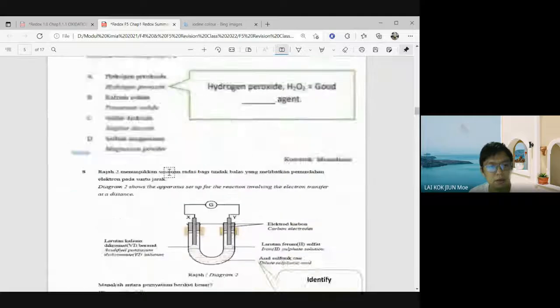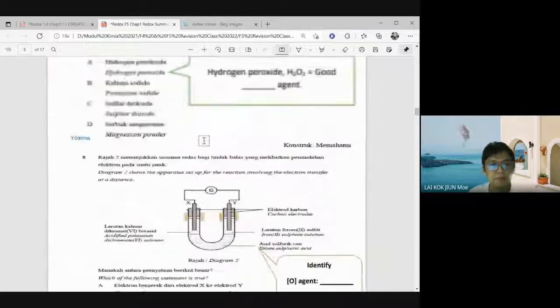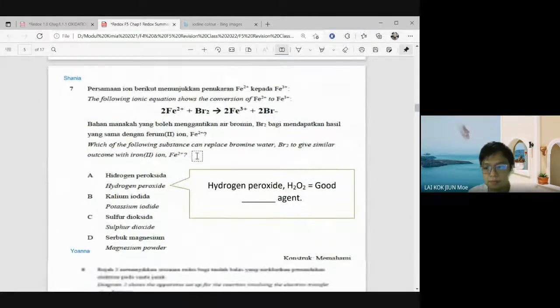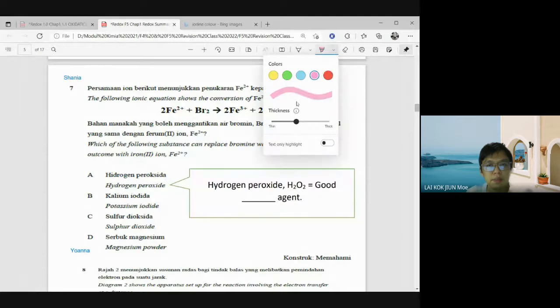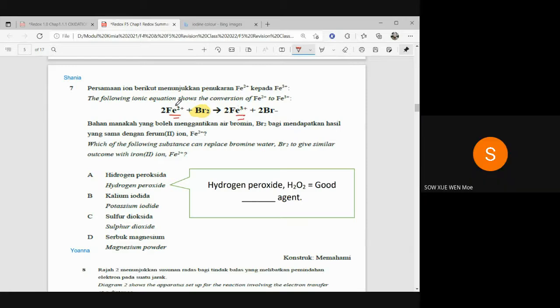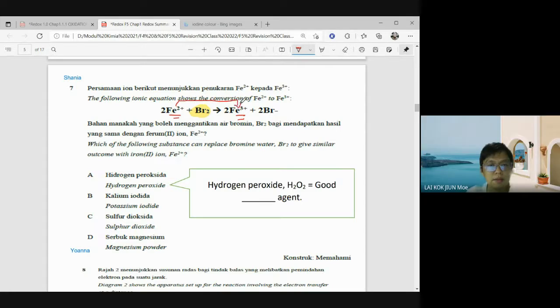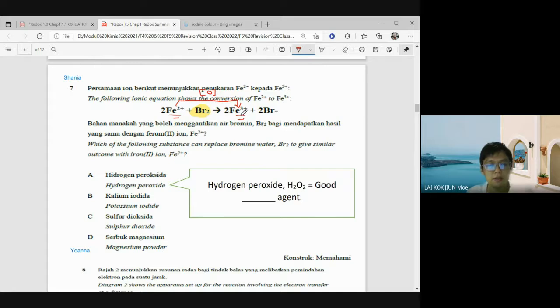I think we can stop. Okay, after Shania part lah. Okay, because this part we haven't learned yet. Okay, Shania here. Yes. Okay, Shania, your question yang manakah boleh replace bromine water? Sekarang bromine water dia penting kan, sebab bromine water ada. You boleh nampak apa berlaku? Shania boleh nampak Fe2+ kan? Become Fe3+. That means undergo oxidation.